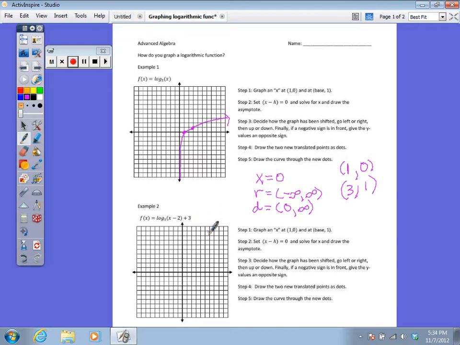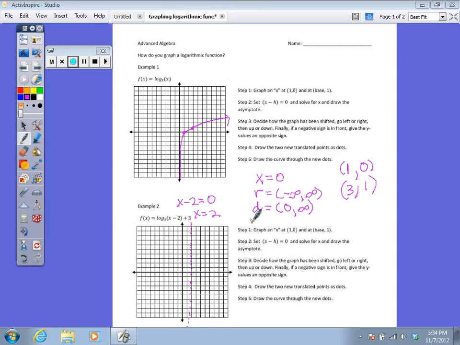Now down here in example 2, we have a transformation. We are going to find everything we found first. Of course, for number 2, we know that our range is the same as the first example. Negative infinity, positive infinity, that never changes. Our asymptote does change, though. Now we have to set our argument, x minus 2, equal to 0, and when that is equal to 0, of course, x equals 2. So that's our new asymptote at x equals 2, and so we do a little dotted vertical line at x equals 2.